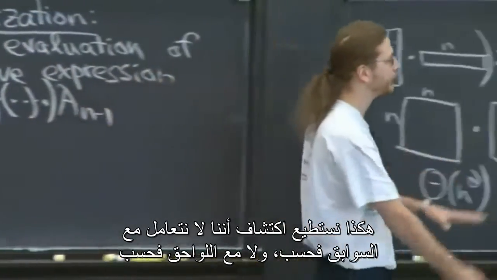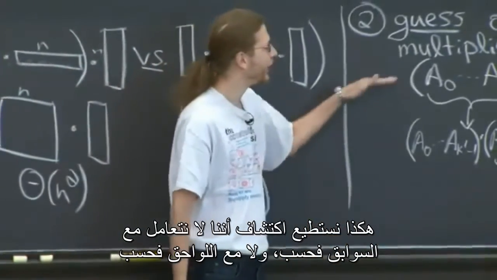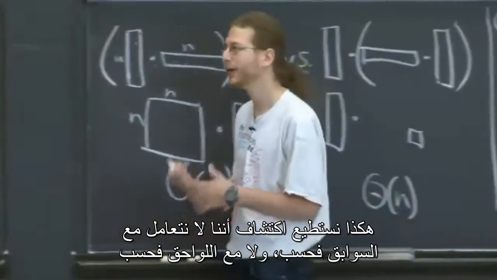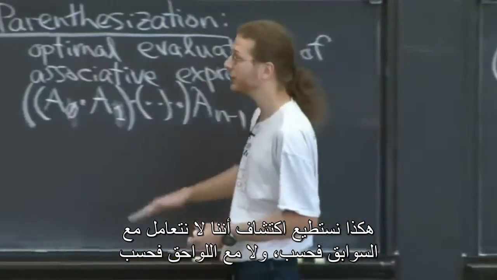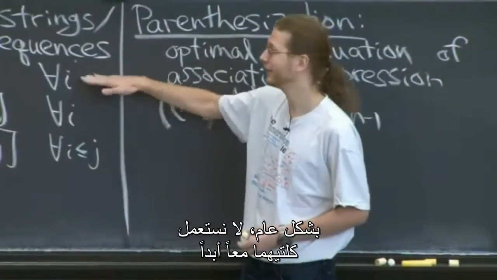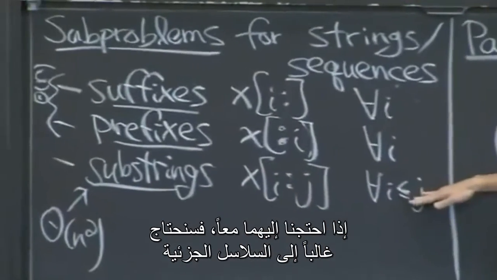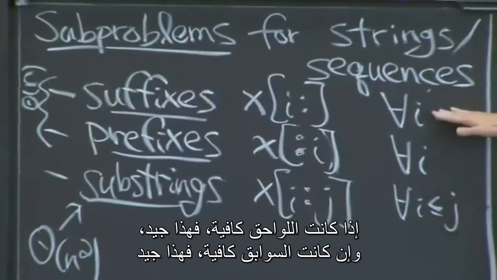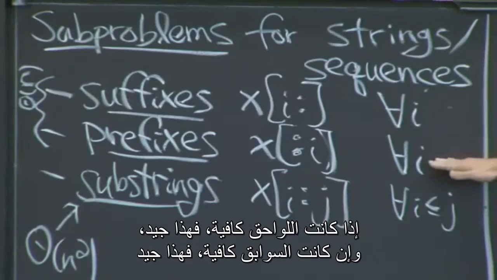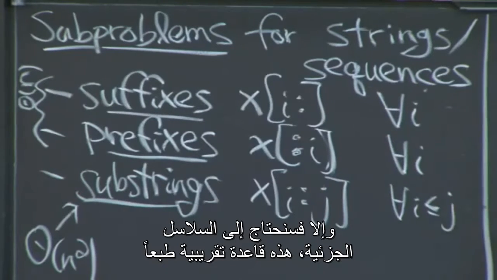But this is how you can figure out that I'm not staying within the family of prefixes. I'm not staying within the family of suffixes. In general, you never use both of these together. If you're going to need both, you probably need substrings. So if just suffixes work, fine. If just prefixes work, fine. But otherwise, you're probably going to need substrings. That's just a rule of thumb, of course.